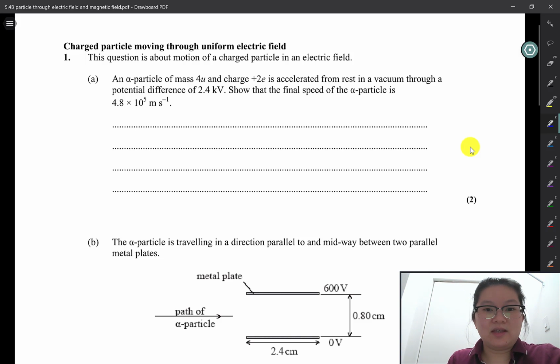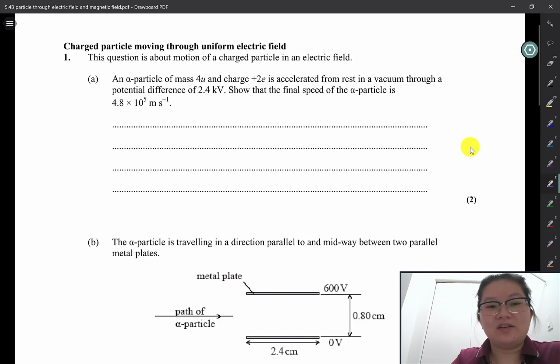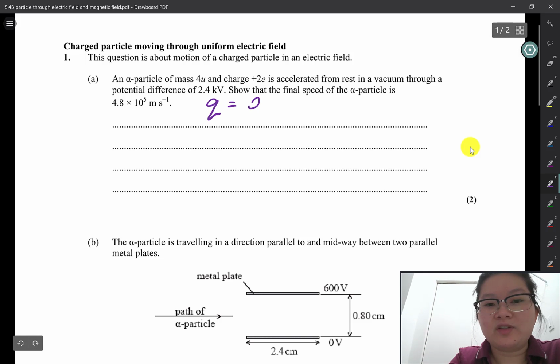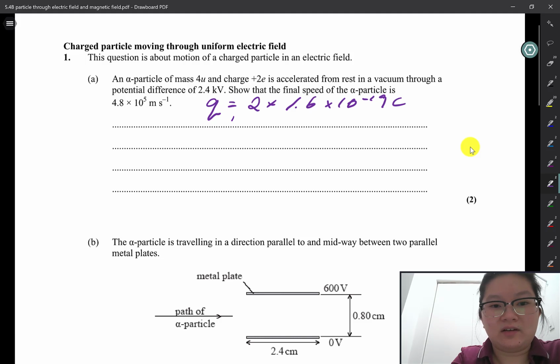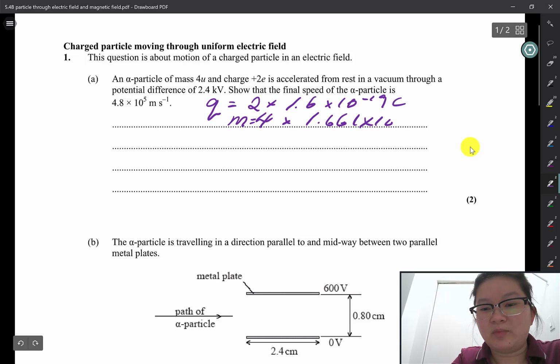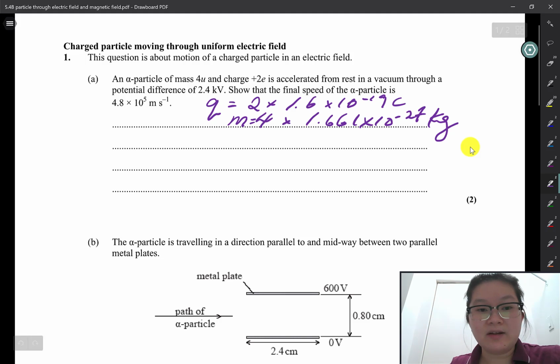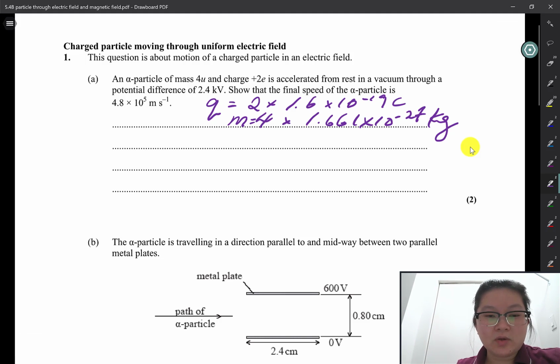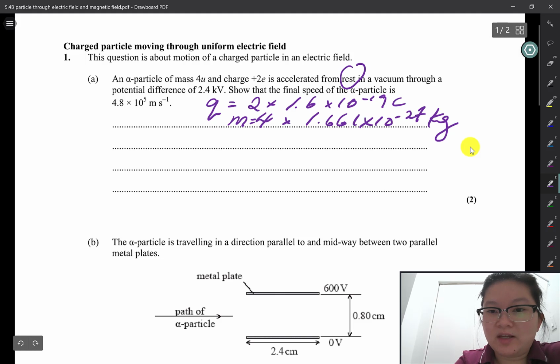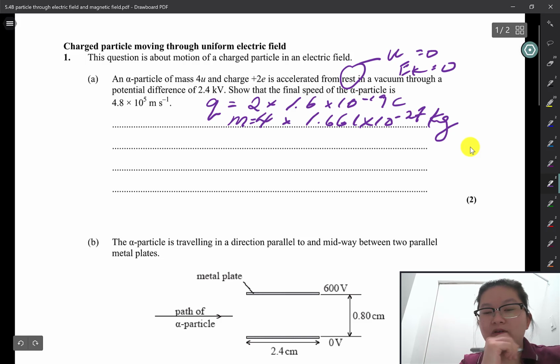So let's define a few things. First of all, let's define the charge involved. The charge involved is going to be 2 times our elementary charge, 1.6 times 10 to the power of negative 19 coulombs. We also know the mass here. The mass is going to be 4 times the 1.661 times 10 to the power of negative 27 kilograms, which is the unified atomic mass. And so it starts off from rest, meaning that we have initial velocity of 0, or we have kinetic energy of 0 at the very beginning.